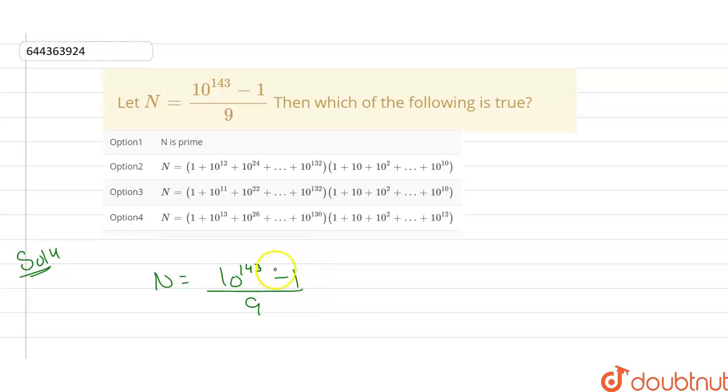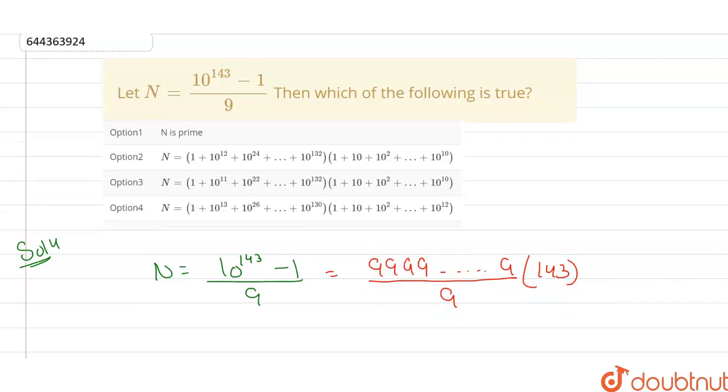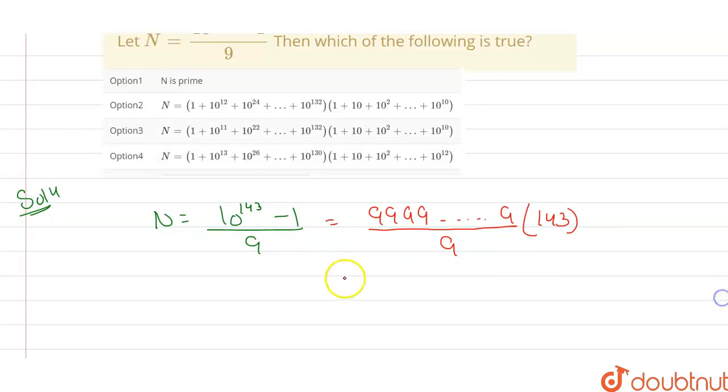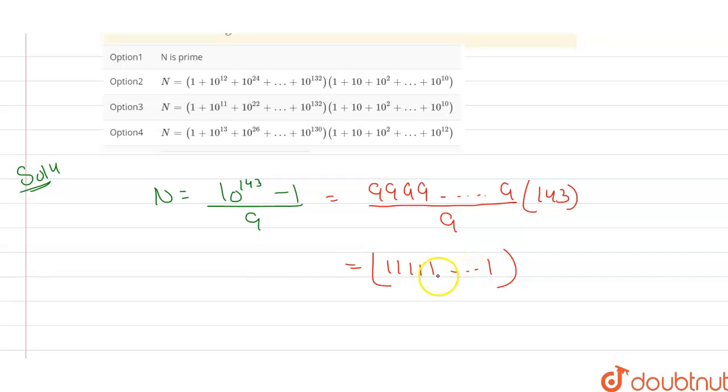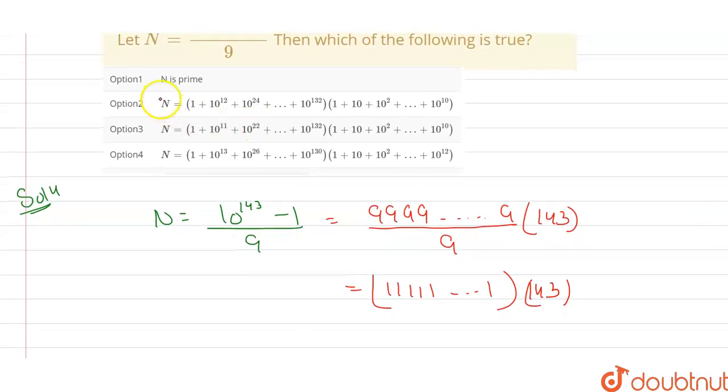If I solve this part, the numerator 10 to the power 143 minus 1 becomes 9 repeated up to the last 9. How many times will this 9 be repeated? It will be repeated 143 times. Now divide by 9: if I divide the numerator by the denominator 9, the whole value comes out as 1, 1, 1, 1, 1 up to 1, repeated 143 times. This is my answer.